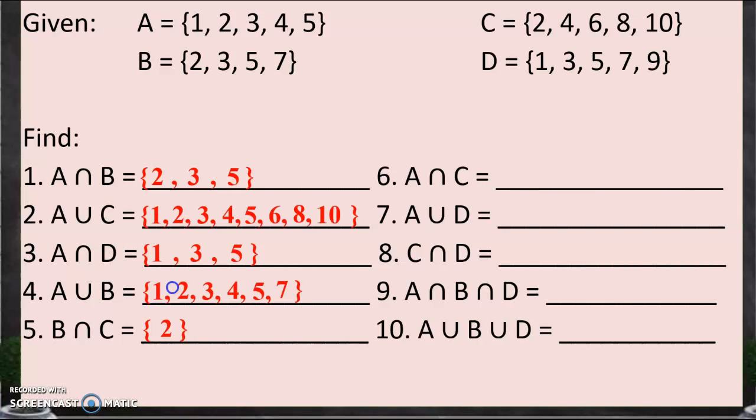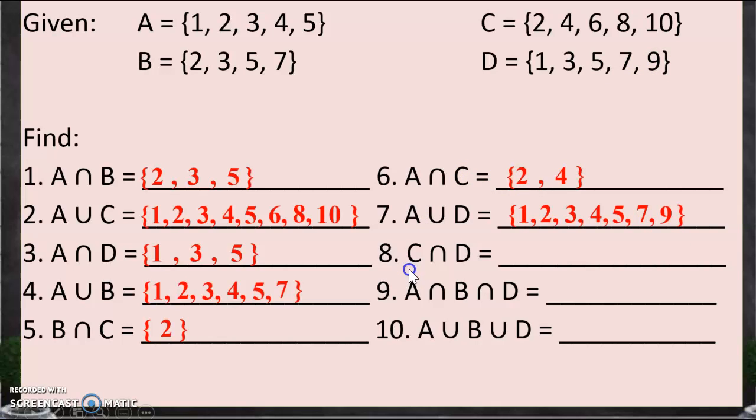So B intersect C. Number 6, the intersection of A and C. Common elements of A and C. So you have 2, 4. Okay, next, number 7. A union B. Will you try it? Okay, so you will just list all the elements. So it is 1, 2, 3, 4, 5, 7, 9.